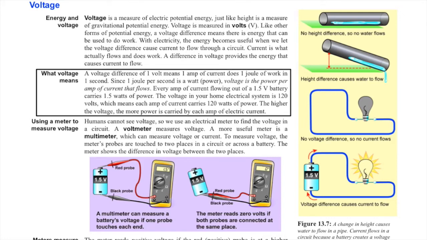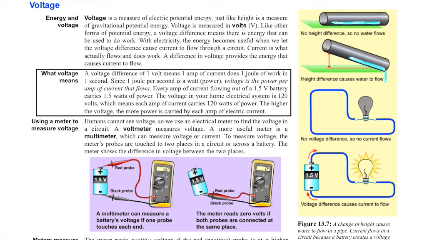What voltage means. A voltage difference of 1 volt means 1 amp of current does 1 joule of work in 1 second. Since 1 joule per second is a watt, a measure of power, voltage is the power per amp of current that flows. I'm going to say that one more time. Voltage is the power per amp, so how much energy per second for every amp of current that flows. Every amp of current flowing out of a 1.5 volt battery carries 1.5 watts of power.